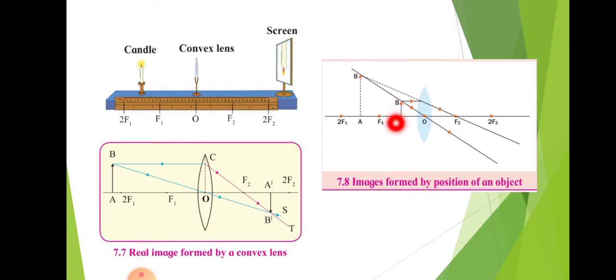Here you can see the image which is formed. It is a virtual image and it is called erect. Erect means the direction of the object is the same as the direction of the image. But in the other case, this is different, it is inverted. So this is called real and inverted, and this is called virtual and erect. Erect means same direction.